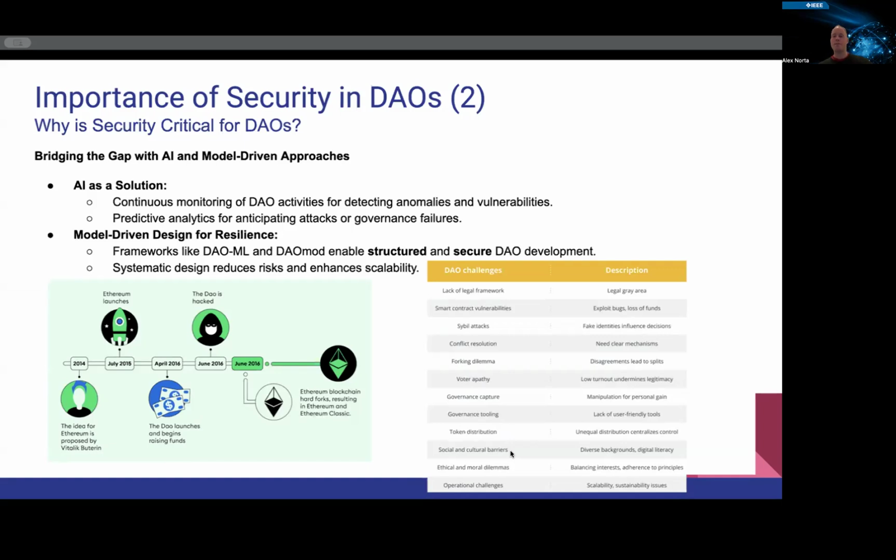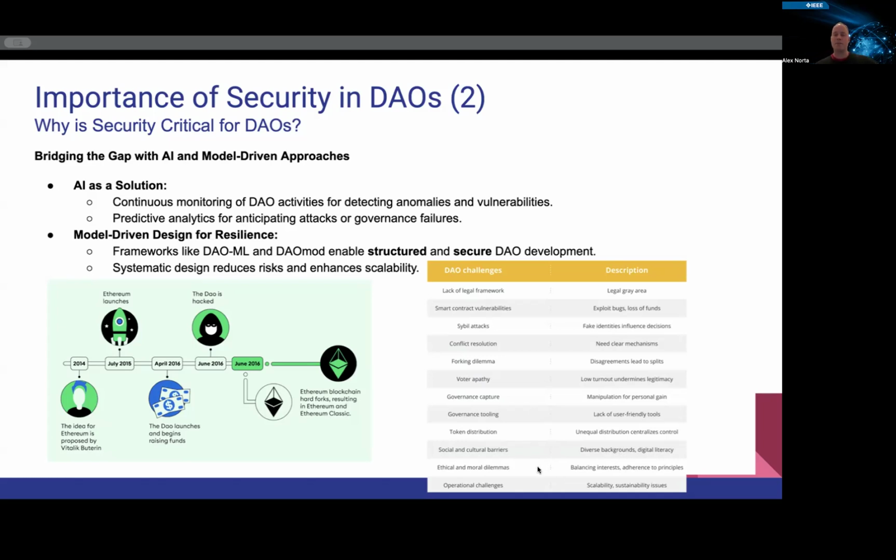Social and cultural barriers. Let's say we have diverse backgrounds, and what comes to my mind there is the classical digital divide that's also very often talked about in certain social science literature. So digital literacy is of course a problem.